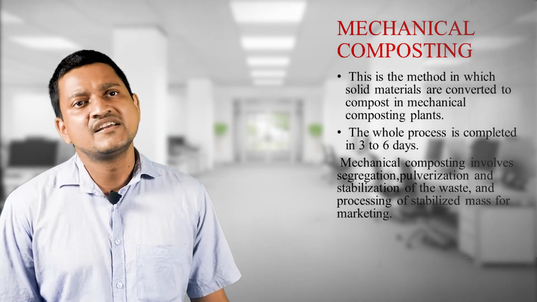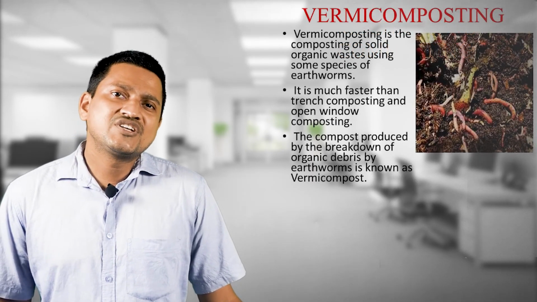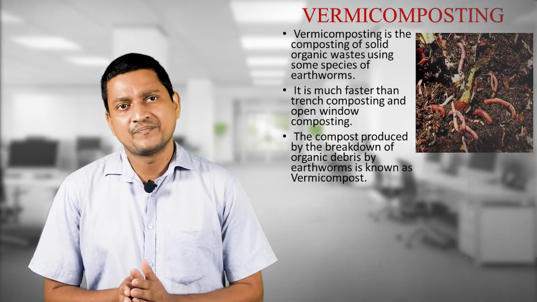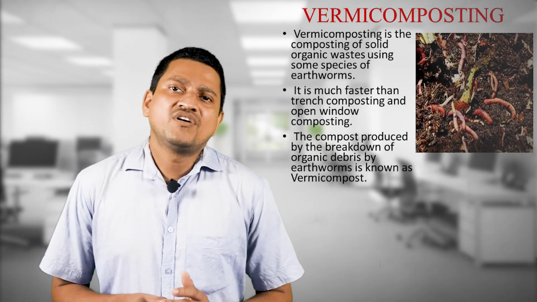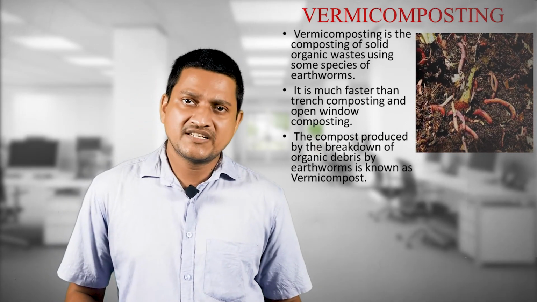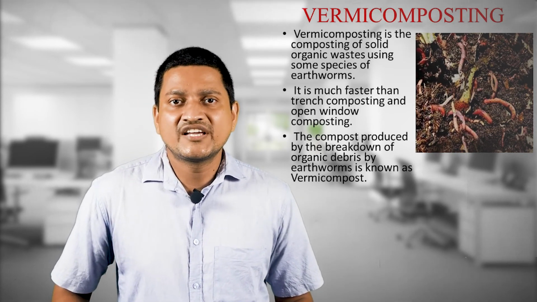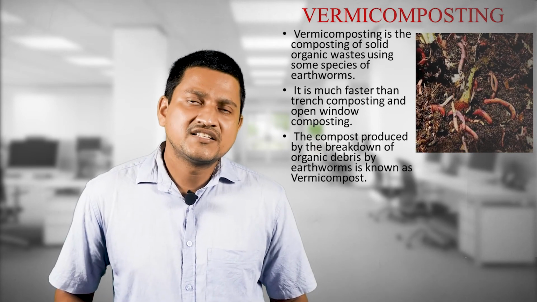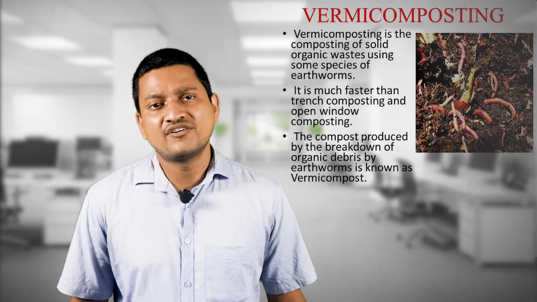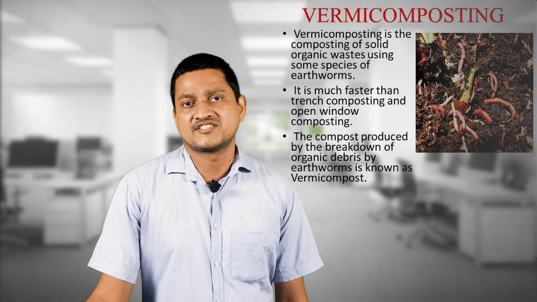Then the last one is vermicomposting. Vermicomposting is the composting of solid organic waste using some species of earthworm. All species of earthworm are not used, because their digestive capacity is different. It is much faster than trench composting and open window composting. That is, vermicomposting is very fast. The compost produced by the breakdown of organic debris by earthworms is known as vermicompost or vermicast.